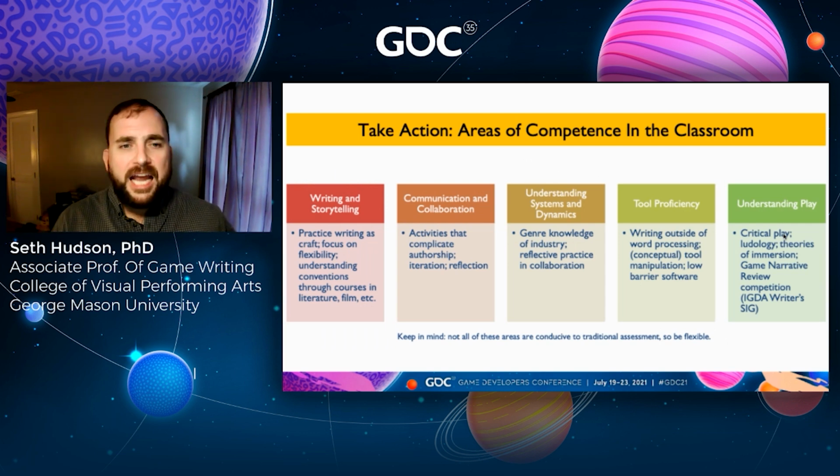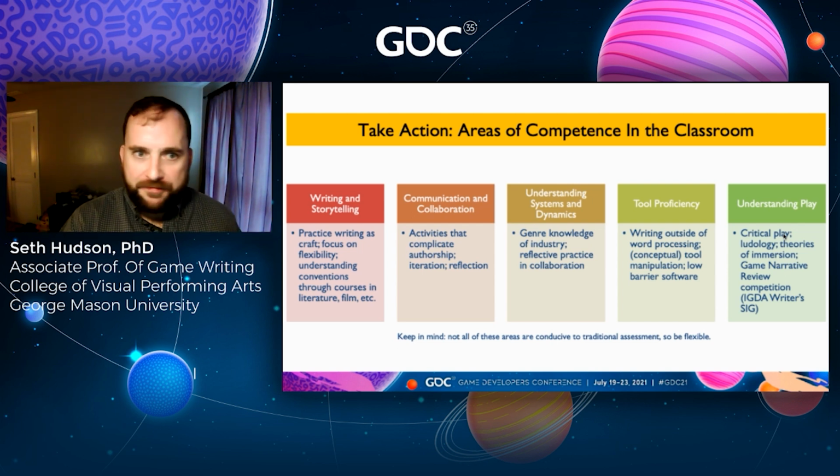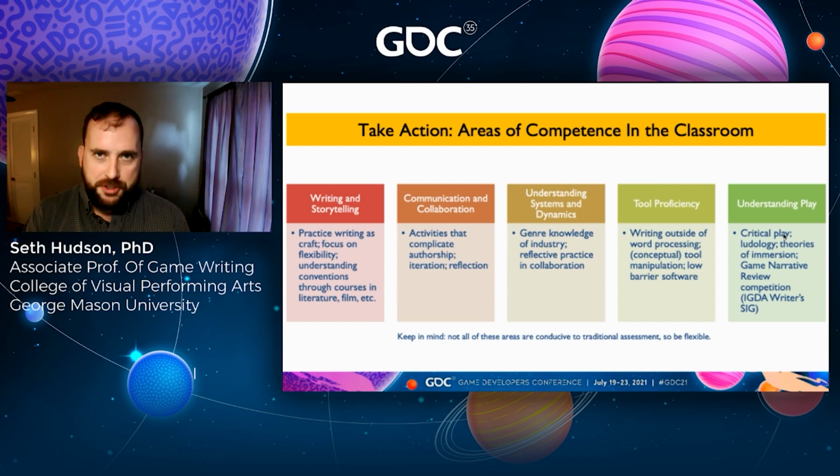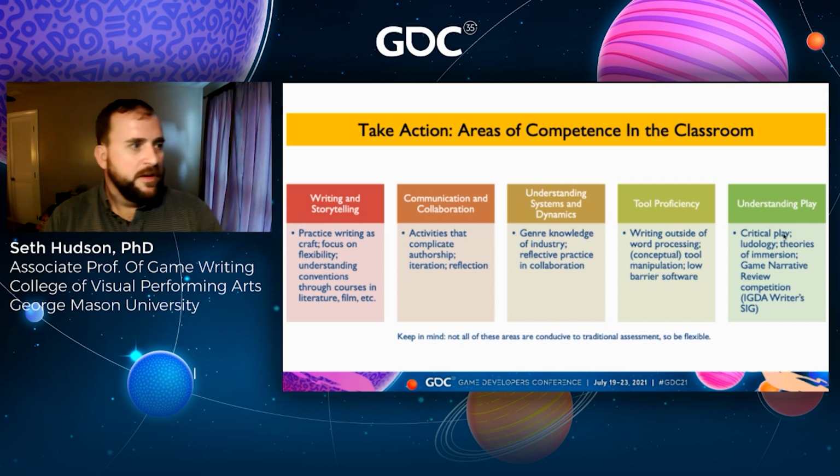So to kind of sum it up, that was a lot about those 5 areas. The writing and storytelling, anything you can give students where they practice craft. Where they have to write things in a short amount of time, or they have to go through multiple drafts and really appreciate that process. Communication and collaboration for game writers, anything that complicates authorship, right? Students that work on a piece that they didn't start and they're not going to finish, right? Or switching up teams and roles, something like that in the middle.